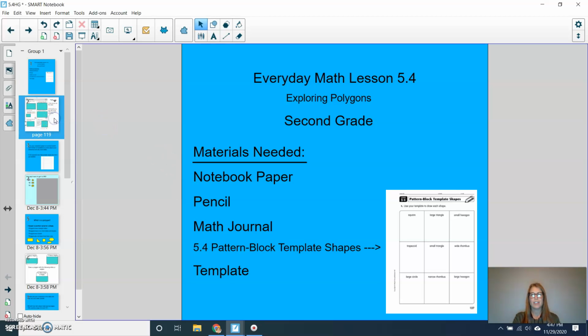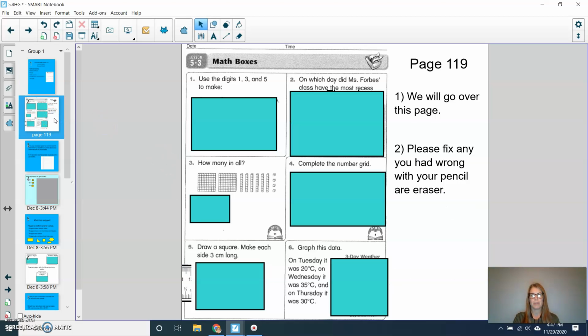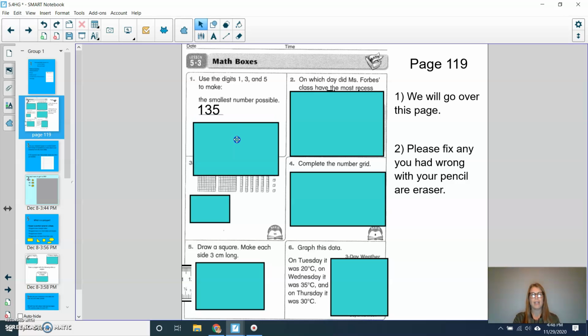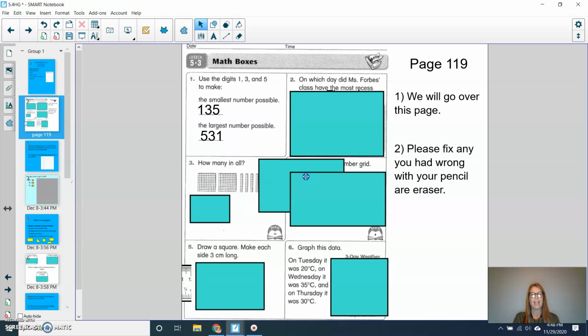The first thing that we're going to do is go over our math boxes from the previous lesson. So if you can open up your math journal to page 119. If you're noticing that you have any mistakes, please fix those with your pencil and eraser. For question number 1, use the digits 1, 3, and 5 to make the smallest number possible. So you should have made 135, and then the largest number possible. You should have made 531.